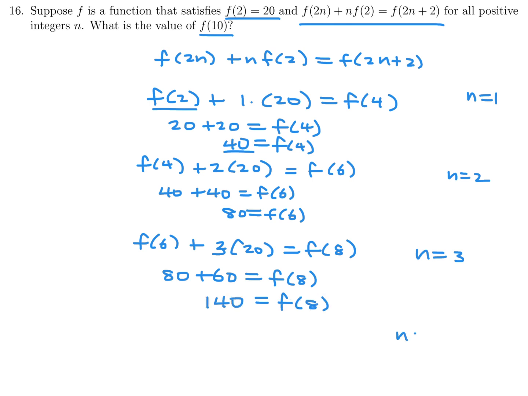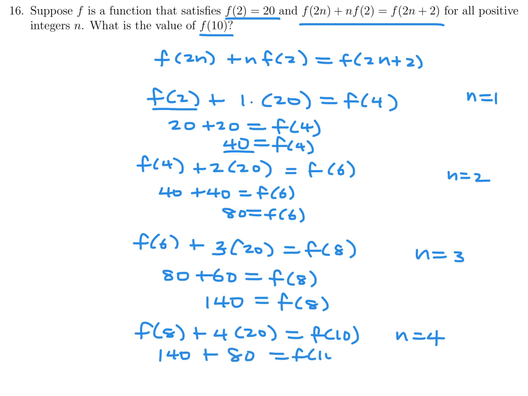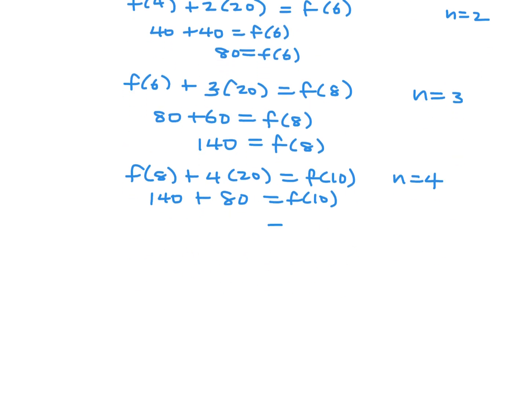And then finally, this one I think will give us the magic answer. So that'll be f at 8 plus 4 times 20 is equal to f at 10. And therefore f at 8 is 140. And then that's 80 is f at 10. So therefore f at 10 is 220.